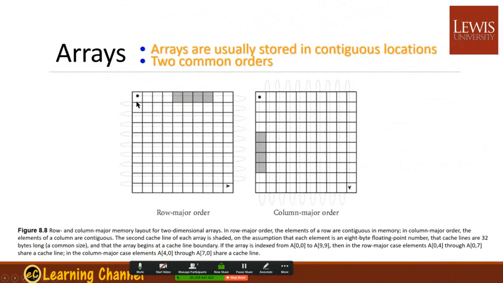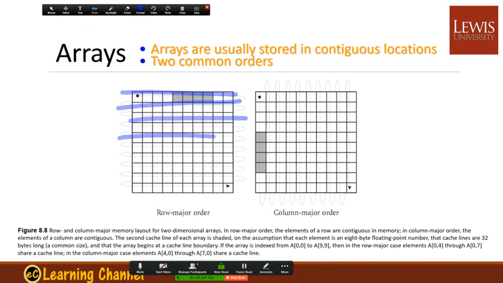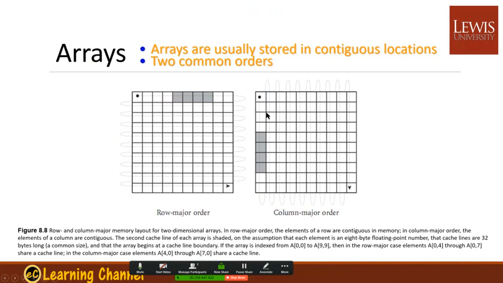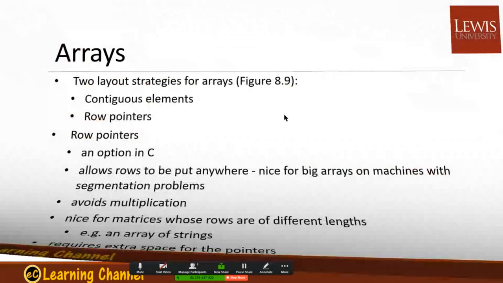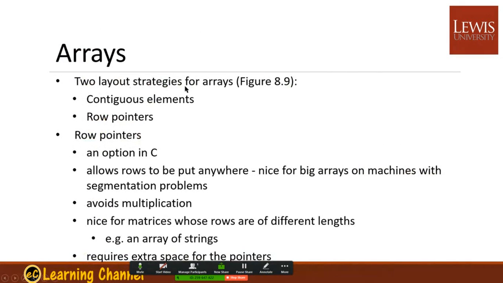So this is row major. You line up your data in this way. And column major, you go in this way. That's when you put it into memory locations. For an array, you have two layout strategies, column major or row major.